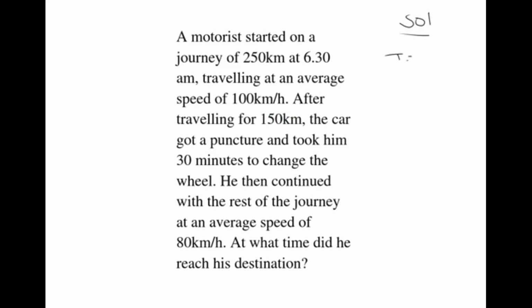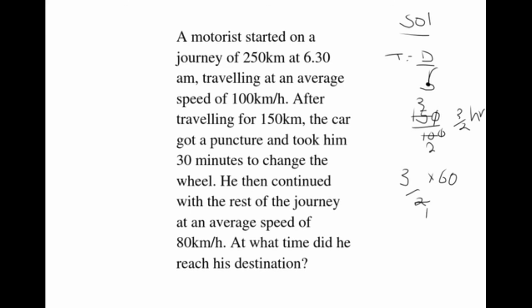Time is distance divided by speed. Distance 150 divided by speed 100. 0 will cancel 0. Divide here by 5. 15 divided by 5, 3. 10 divided by 5, 2. 3 over 2 hours. 3 over 2 hours, we can write it as 3 over 2 of 60.